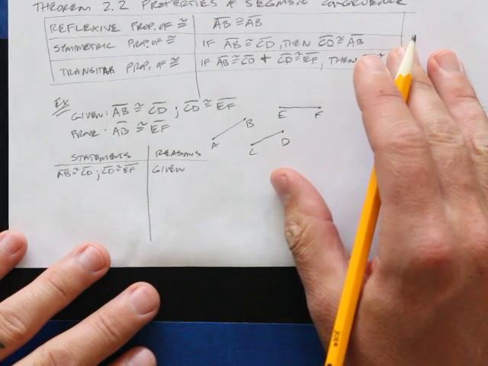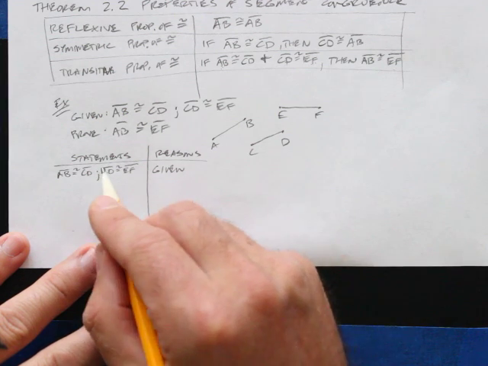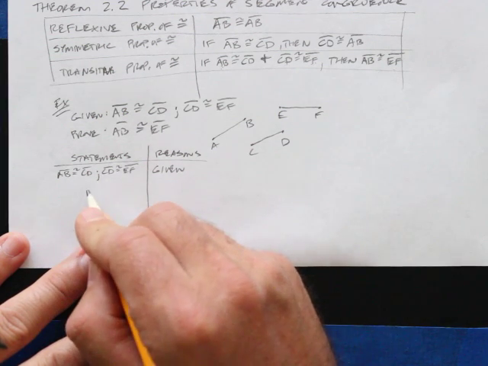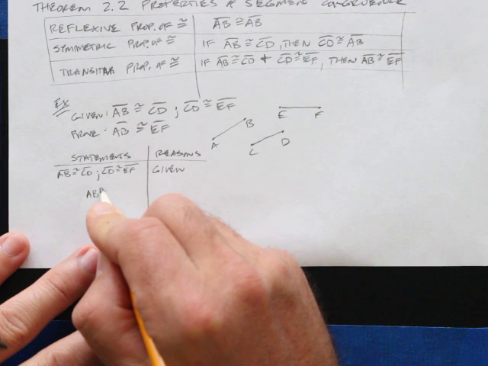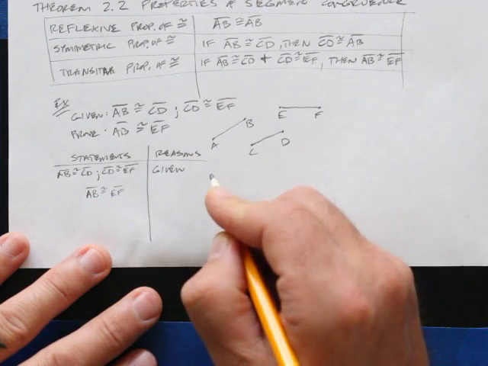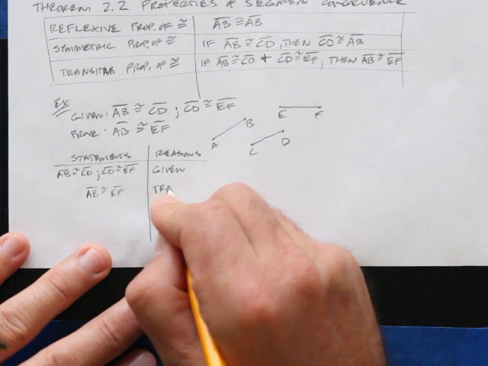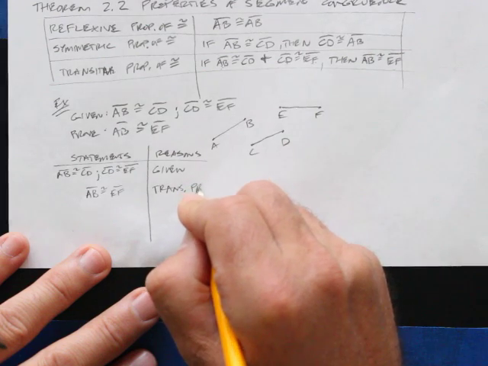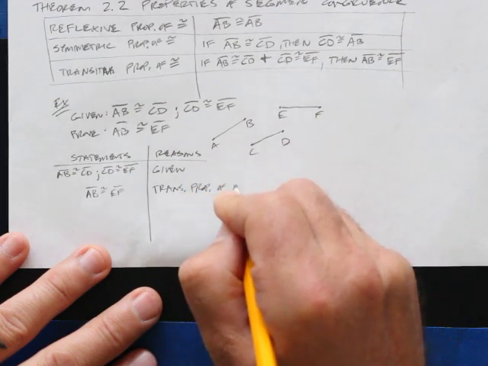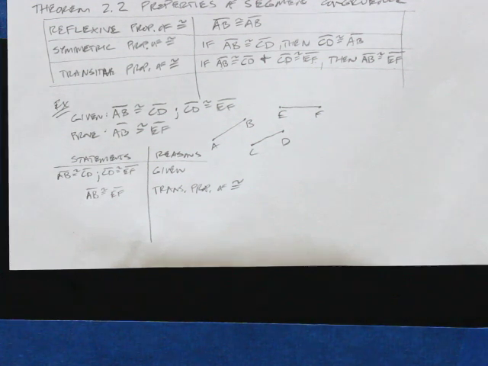And then I would just go straight here and just say segment AB is congruent to segment EF because of the transitive property of congruence. And that is that one.